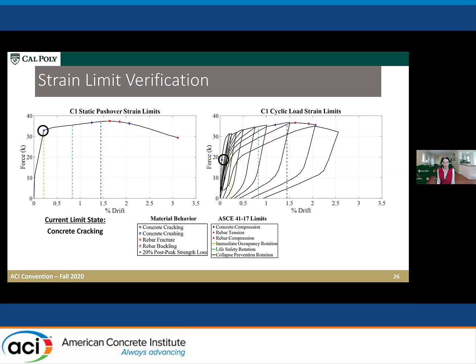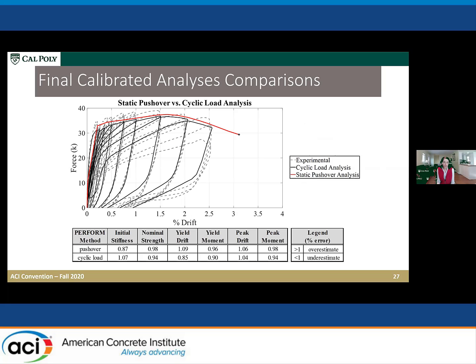And so what they found is that the only limit state that seemed to have any inaccuracy between the two modeling approaches was concrete cracking, but otherwise, in terms of concrete compression, rebar tension, rebar buckling, concrete crushing, and all of these rotational limit states from ASCE 41, they are identical. So if those are the parameters that you're looking at, then a pushover would do you just as well as your cyclic analysis. Here are the results you see from the pushover in red, the experiment in dotted gray, and the PERFORM-3D cyclic analysis in black.